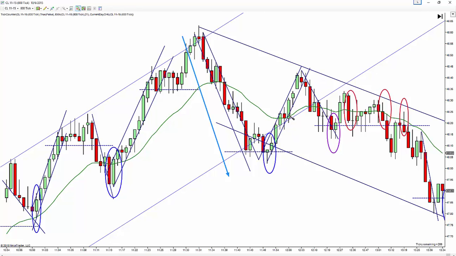But look at this gap. I mean, we had some pretty good movement in this area. So it breaks the channel, second entry long from down here. Decent trade to take that one, but this is just at noon.